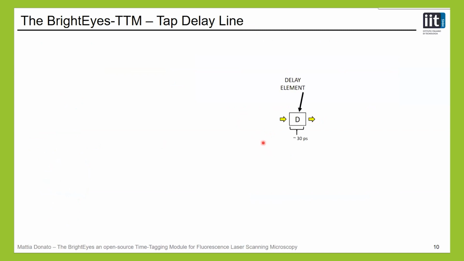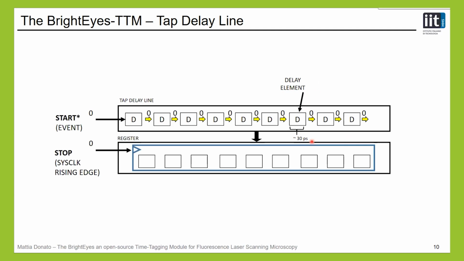A tap delay line is made of delay elements. Inside the FPGA, there is circuitry that is pretty slow by FPGA standards, and it is something that whoever programs the FPGA usually doesn't like. But it's actually what we're taking advantage of. So we use delay elements of 30 picoseconds generated by the so-called CARRY4 elements. If you create a chain of delay elements, you form the so-called tap delay line.